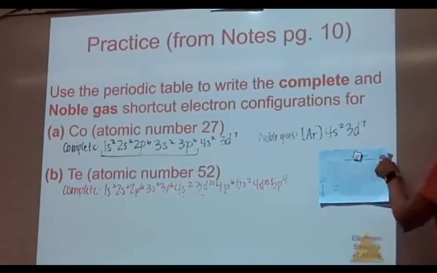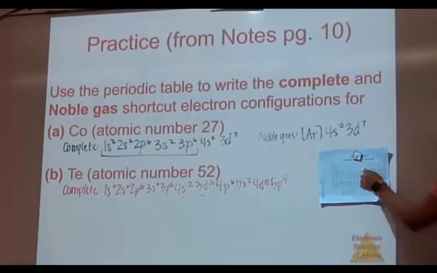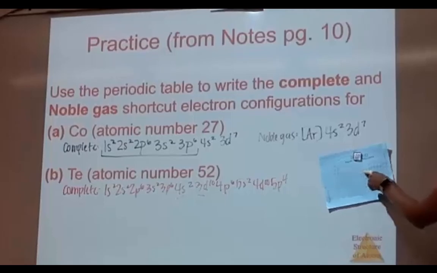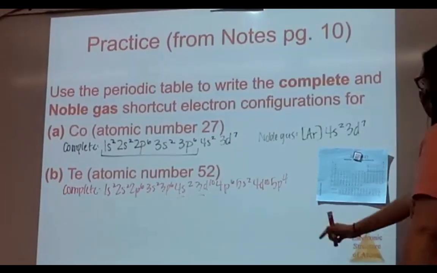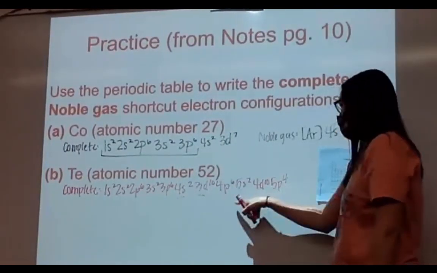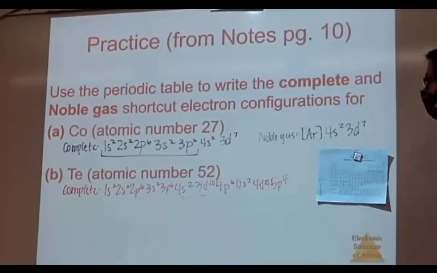Start with 1s, right, and then you work your way through, just remembering that the d is n minus 1, and then it comes back. The p is based on the level. D can have 10 electrons, so if it's filled, you should see a d10.